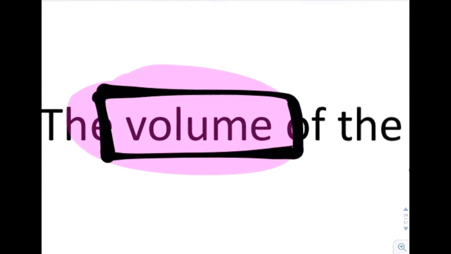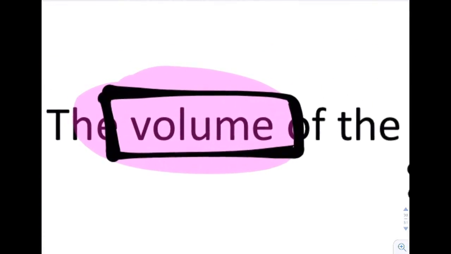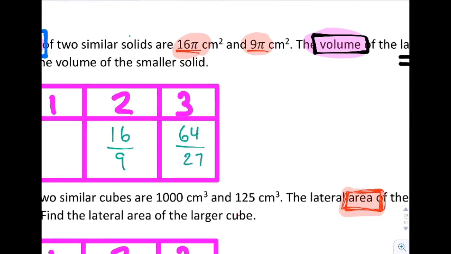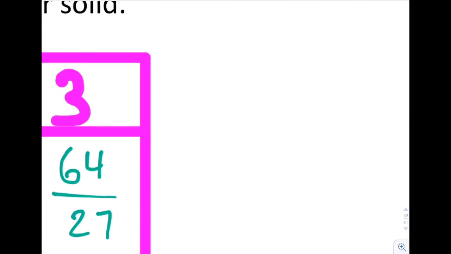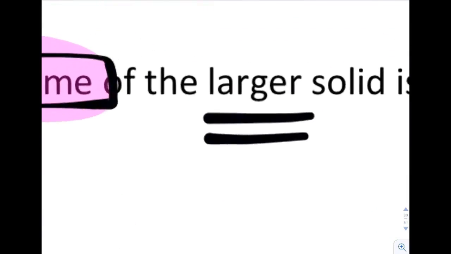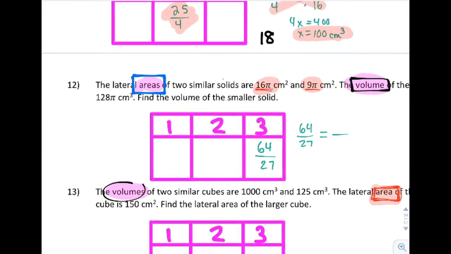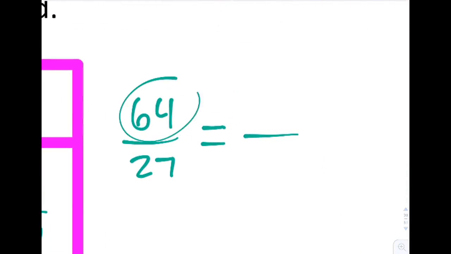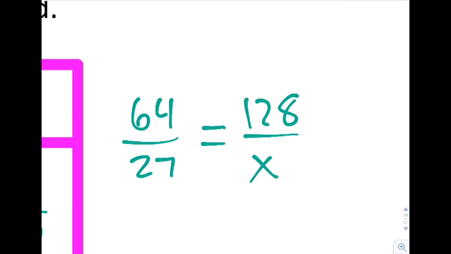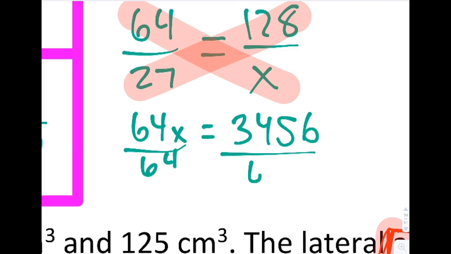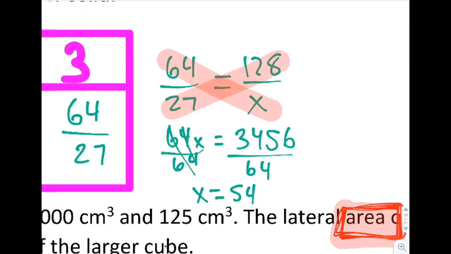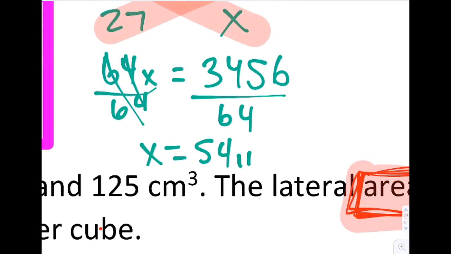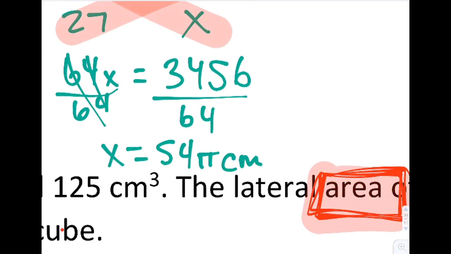Now let's see which one of those 3 we need. The next word in the problem is volume. So this one's backwards from the last one. We only need the third one. So we don't need that one and we don't need that one. So all I need is 64 over 27 equals the volume of the larger is 128 pi. That number is larger, so the larger goes here as well. Finishing up the problem, you have the answer is 54, but don't forget I took the pi off before, so I'm going to put the pi back, and I'm going to make it centimeters squared.